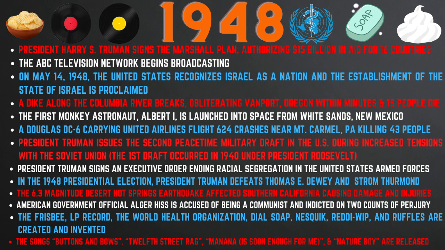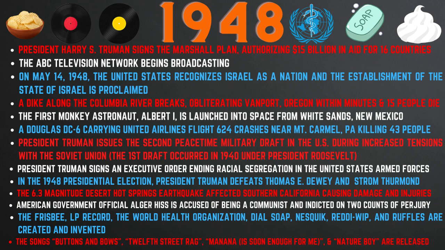A dike along the Columbia River breaks, obliterating Vanport, Oregon, within minutes, and 15 people die. The first monkey astronaut, Albert I, is launched into space from White Sands, New Mexico. A Douglas DC-6 carrying United Airlines Flight 624 crashes near Mont Carmel, Pennsylvania, killing 43 people.